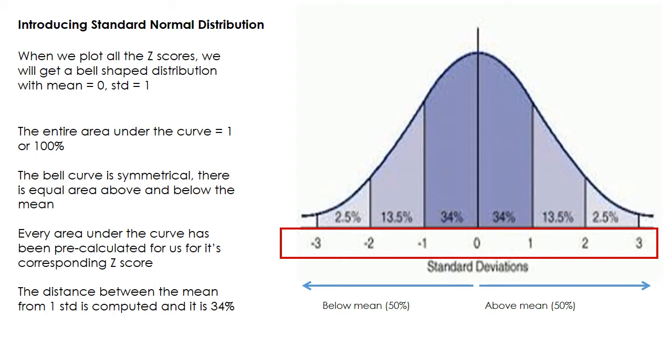And the same thing if you do it on the other side: 0 to -1 is 34, -1 to -2 is 13.5, and -2 to -3 is 2.5%. So when you add all, it becomes 50. So what this bell curve is trying to tell us is that in the middle you have more people, more similar values to the mean. Then as you go further and further from the mean, it becomes smaller areas, smaller percentages of people, which is pretty much common, right?